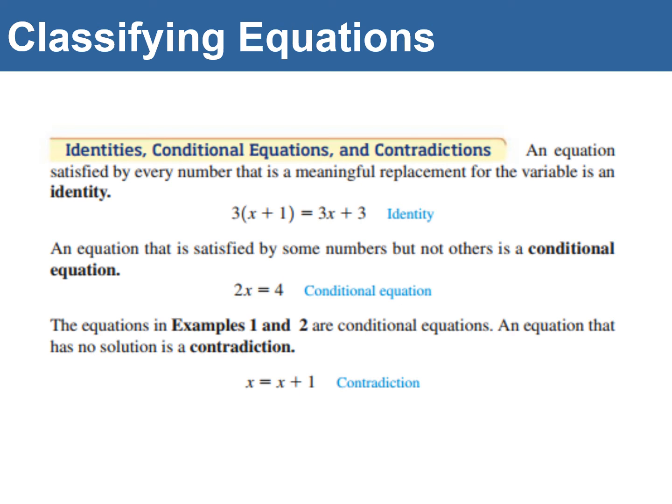Now, if an equation is true for some numbers but not all numbers, this is what you're used to using. This is a conditional equation because when I solve this, I get x is equal to 2. This equation is only true when x is equal to 2. And now, sometimes you get an equation that has no answer, and this is a contradiction. So if I get x is equal to x plus 1, this is a contradiction. It has no solution.